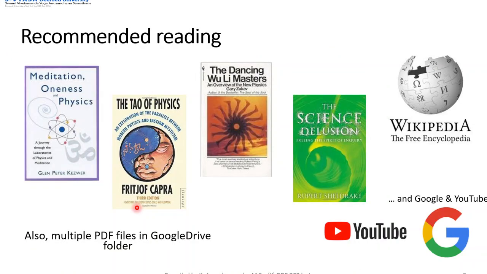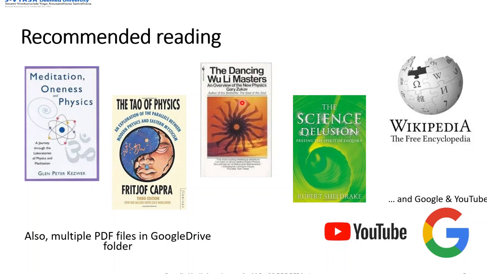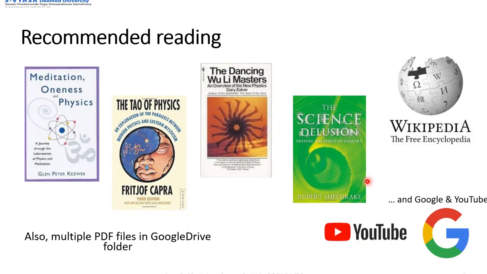For those who want to read extensively, these are some of the recommended books. Meditation, Oneness and Physics by Keswer. There is the Tao of Physics by Capra. Dancing Wu Li Masters, it's the view of physics from a non-physics, non-science person. So it's a very funny take, but very, very perceptive and a very good understanding of science for those who do not have a science background. The Science Delusion by Sheldrake gives you an alternate take on why science is not the be-all and end-all. It's definitely a good read.